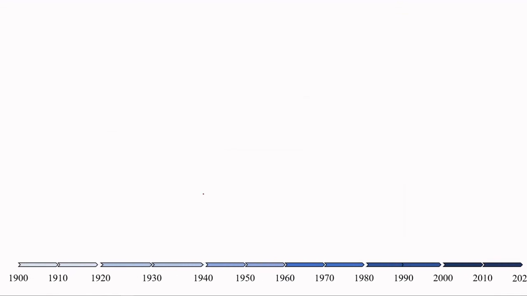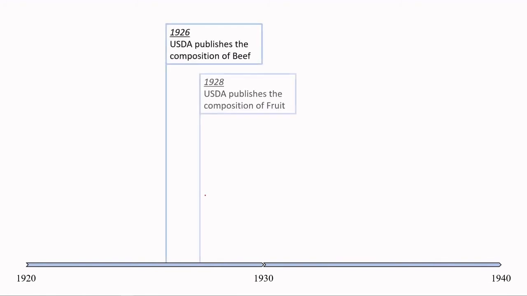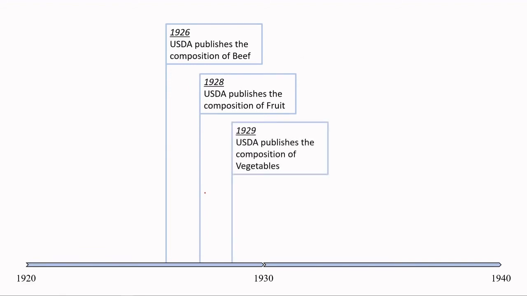Moving on to 1920 through 1940. This time period set the stage for the recommended daily allowances that would soon be created with the advent of World War II. The USDA published the macronutrient and micronutrient composition of many different foods, which could then be used to give the recommendations for the minimum intake of whole foods.